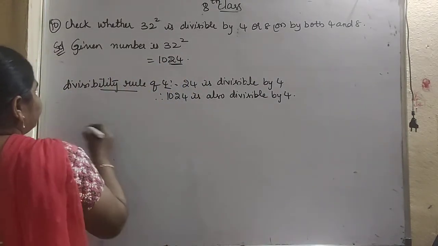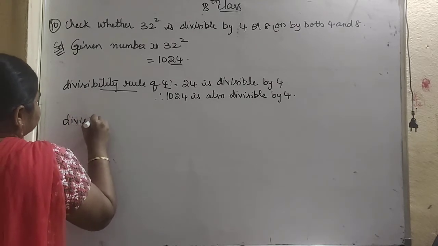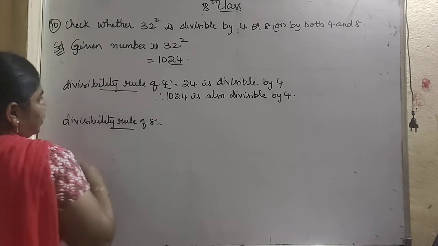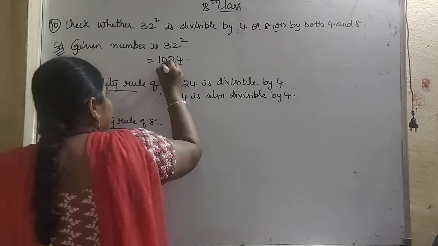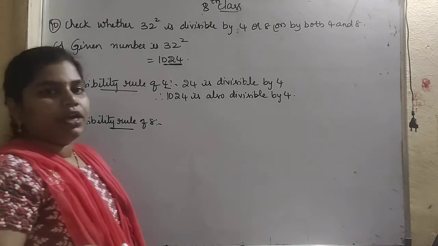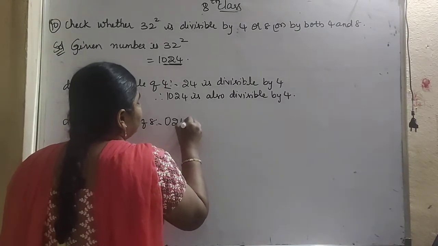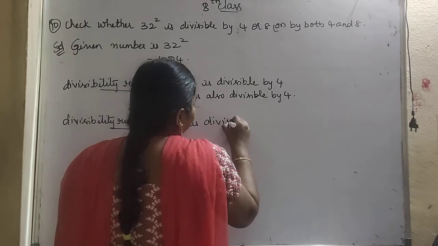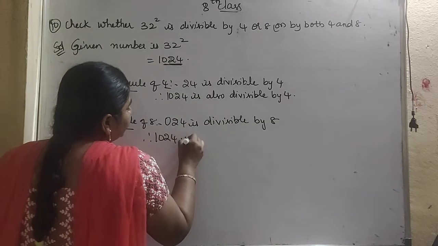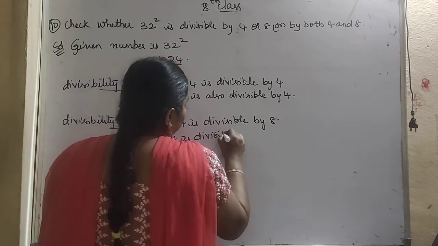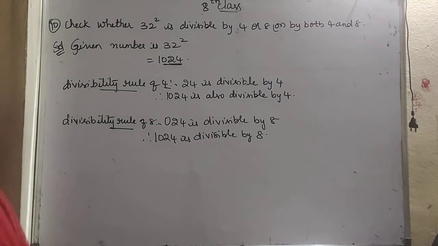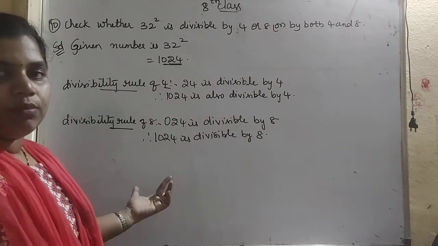Now we have to check for 8. So for 8, last 3 digits we have to check. So last 3 digits are 0, 2, 4. Again 24 you got. 24 is a multiple of 8, so it is divisible. So 024 is divisible by 8. So therefore 1024 is divisible by 8. So this number 1024 is divisible by 4 as well as by 8.